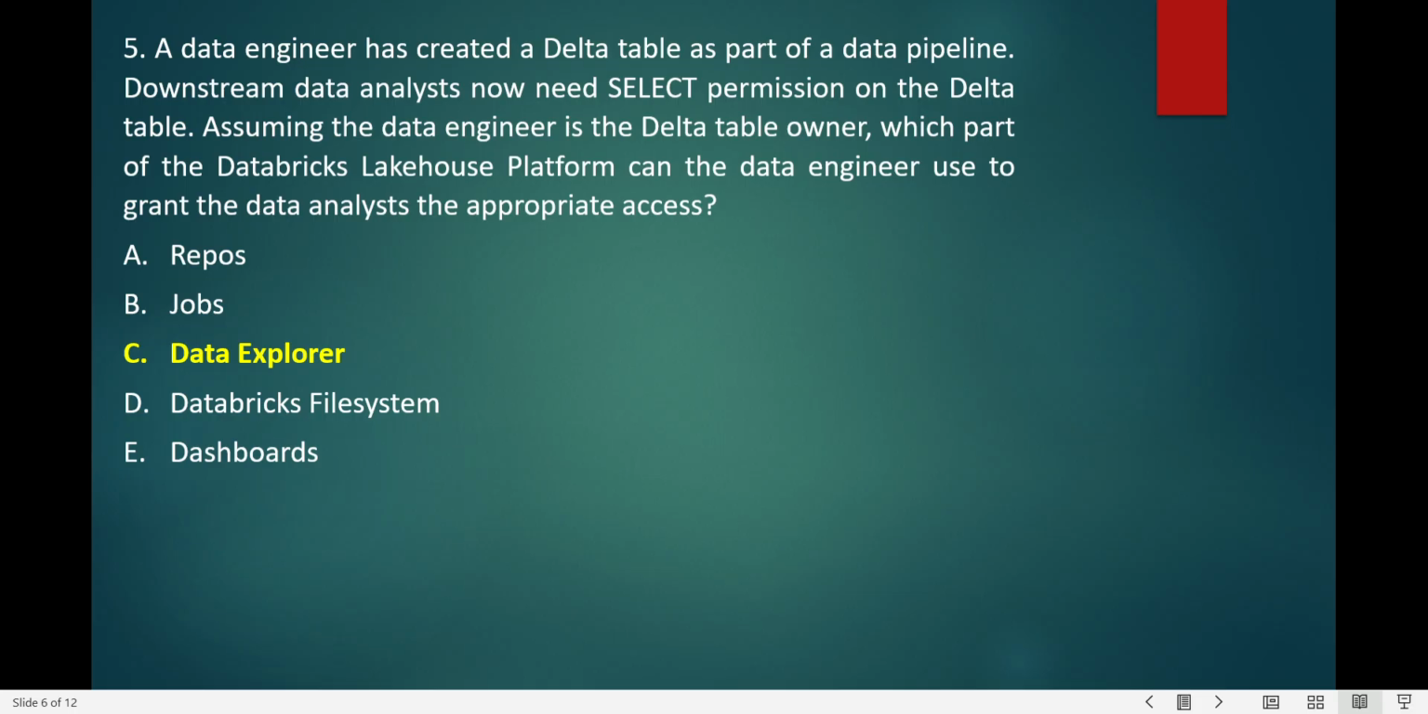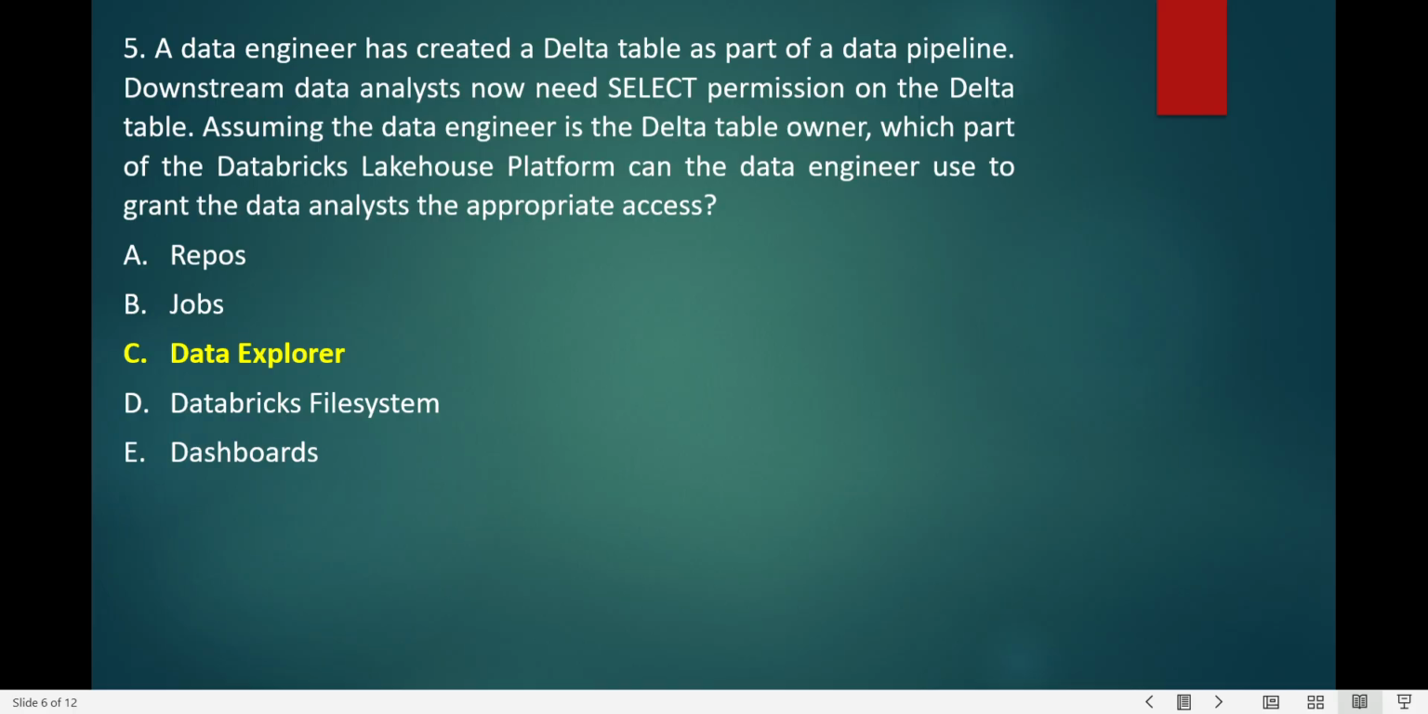Coming to the next question. A data engineer has created a Delta table as part of a data pipeline. Downstream data analysts now need SELECT permissions on the Delta table. Assume the data engineer is the Delta table owner. Which part of the Databricks Lakehouse platform can the data engineer use to grant the data analysts the appropriate access?